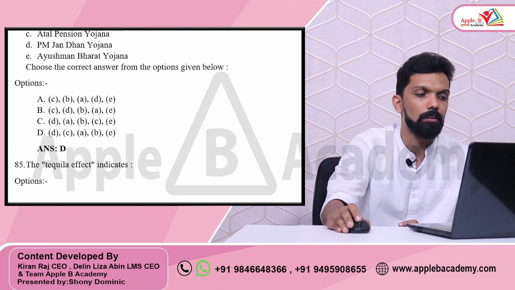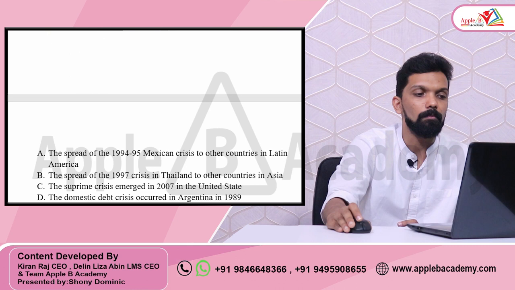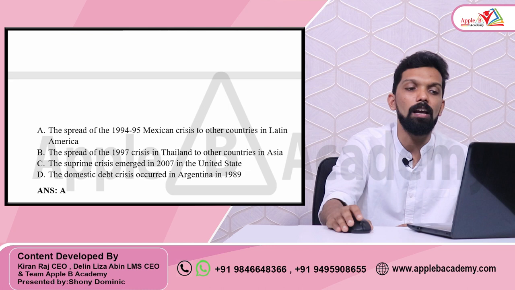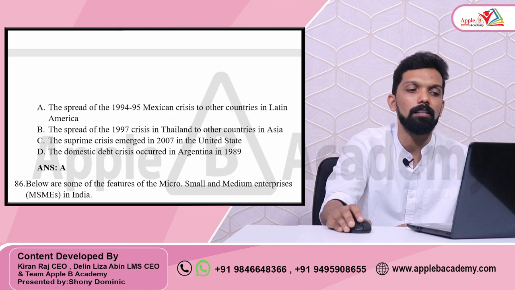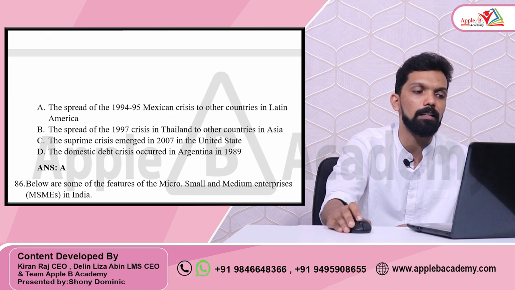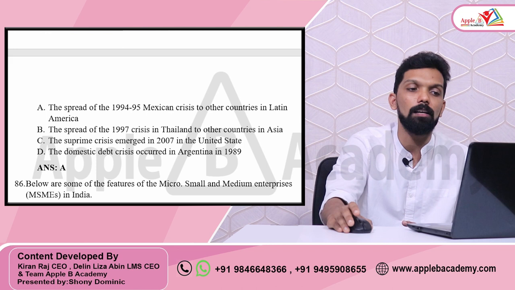So question number 85, the Tequila effect indicates: the spread of the 1994 and 1995 Mexican crisis to other countries in Latin America; the spread of the 1997 crisis in Thailand to other countries in Asia; the subprime crisis that emerged in 2007 in the United States; the domestic debt crisis that occurred in Argentina in 1989. The correct answer is option A, the spread of the 1994 and 1995 Mexican crisis to other countries in Latin America.